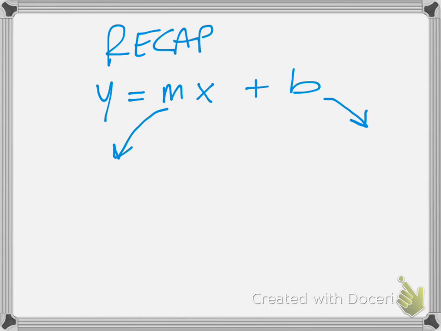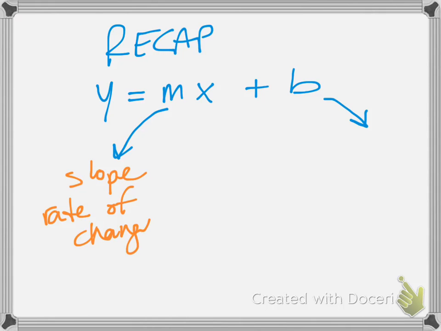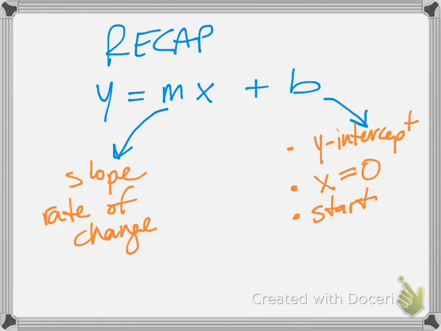So just to recap again, m is the slope. We found that between 2 points on a previous standard. We've thought of it as rate of change also. And then b is that y-intercept. We might also think about it as what happens when x is 0. We might think of it as starting point, or initial value, or first value. We'll practice that in class the next time I see you.